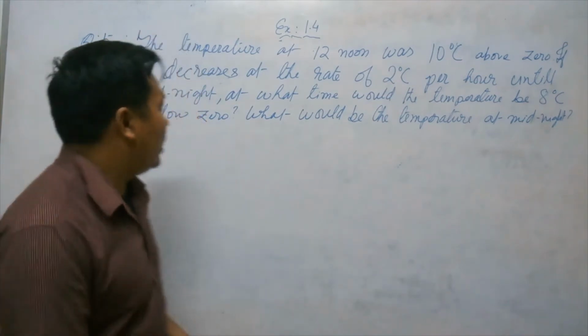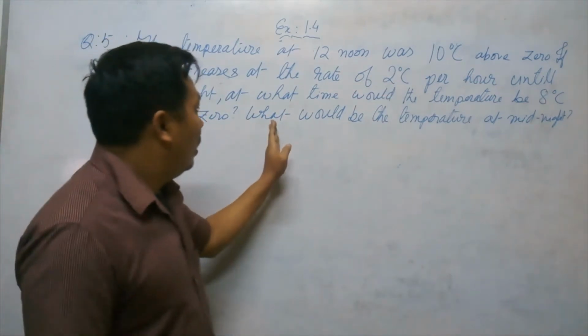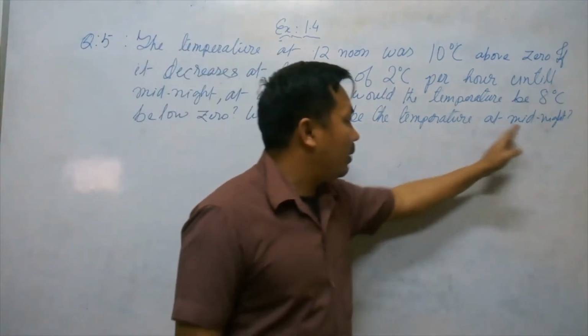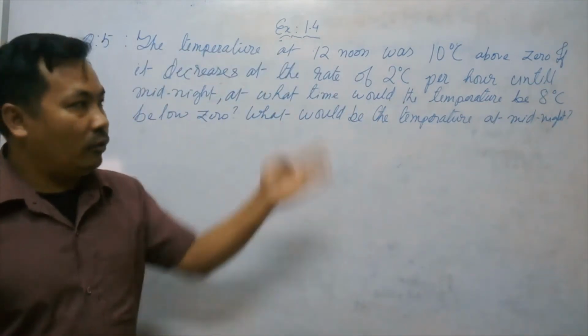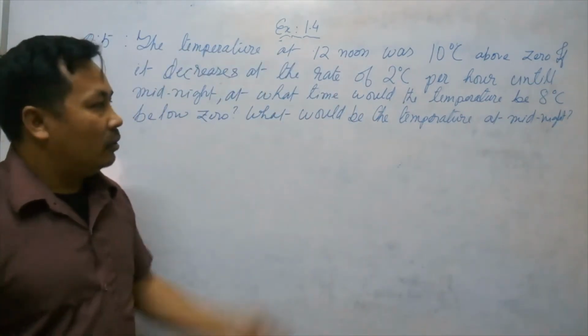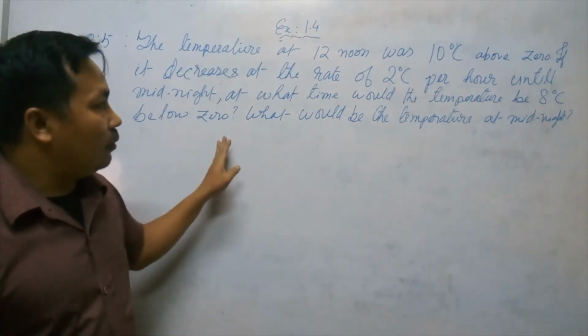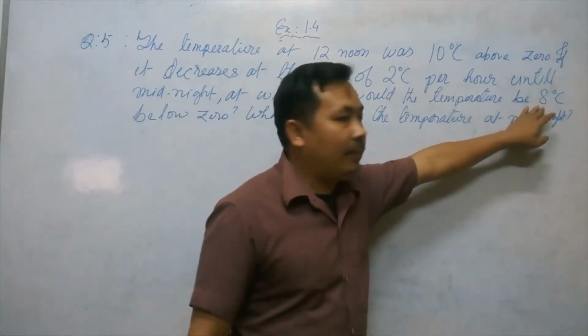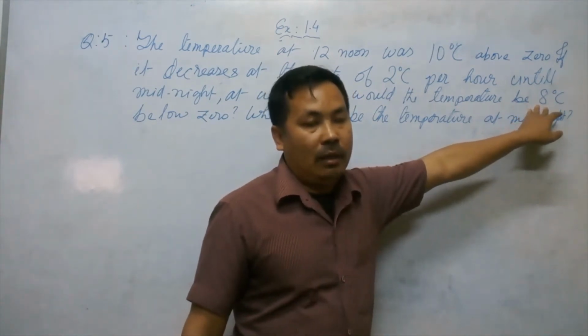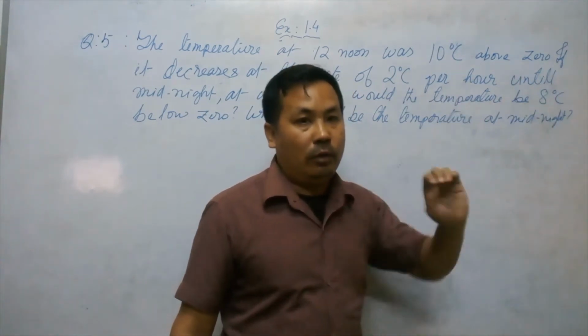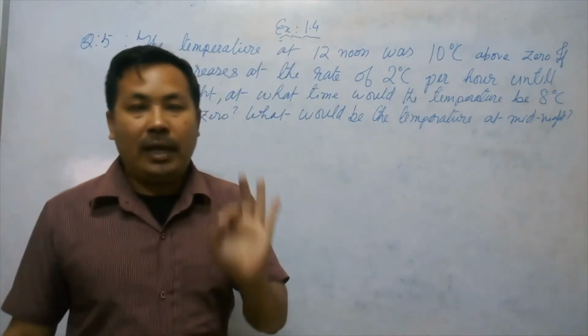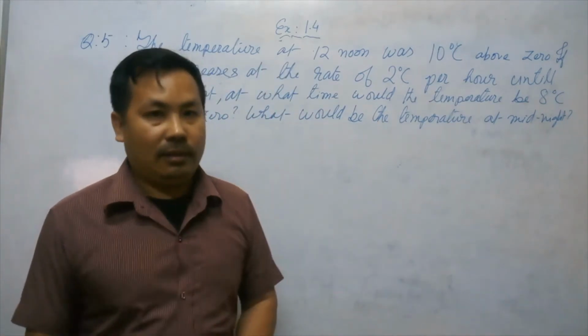It is also asking what the temperature would be at midnight. It is going to decrease till midnight, isn't it? So first of all, we have to find out the time when the temperature will be 8 degrees Celsius below 0. Below 0 means minus 8 degrees Celsius.